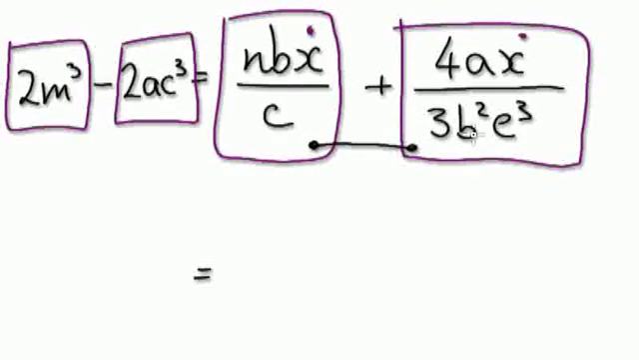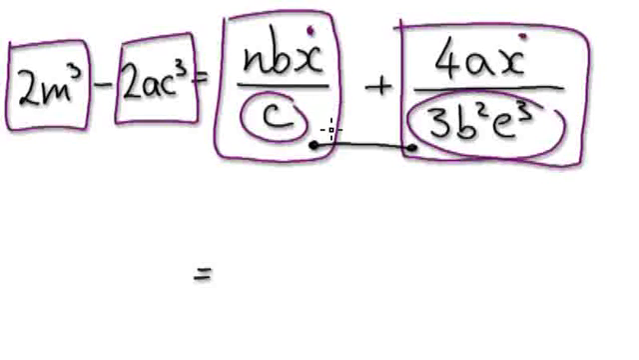But in order for us to merge the two fractions, the two denominators have to be the same. Okay, so I'm going to times this side by 3b squared e to the power of 3. I'm timesing the top by the same thing, 3b squared e to the power of 3, just to get the two denominators to be the same.